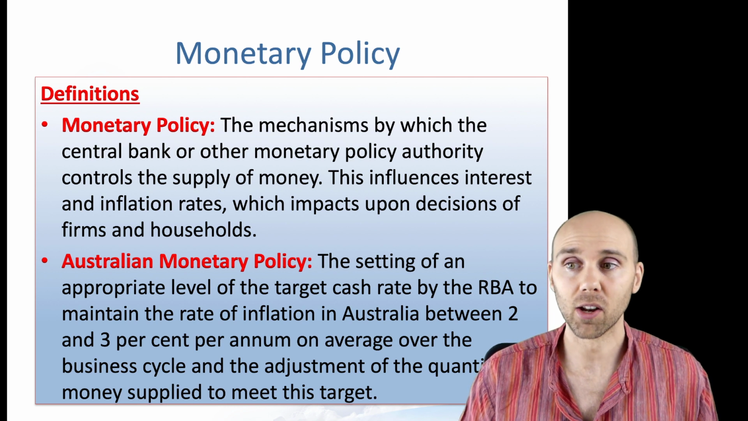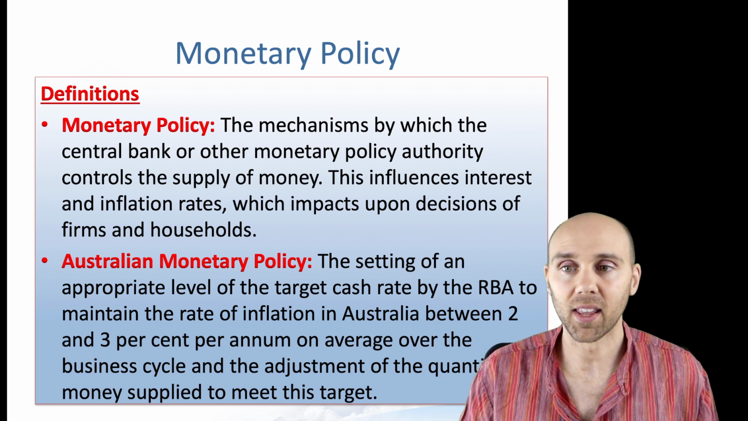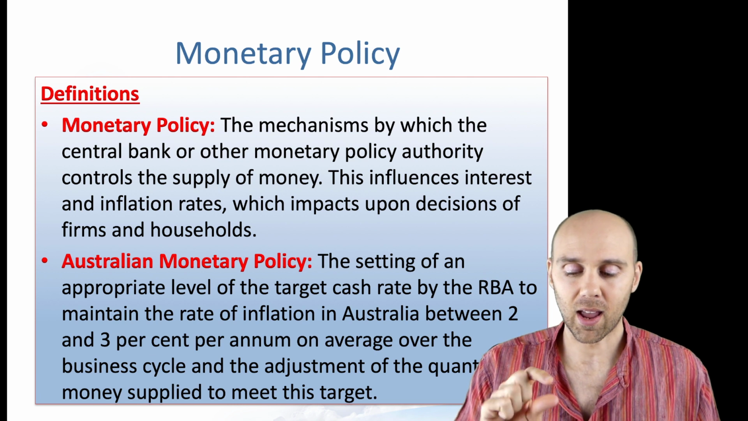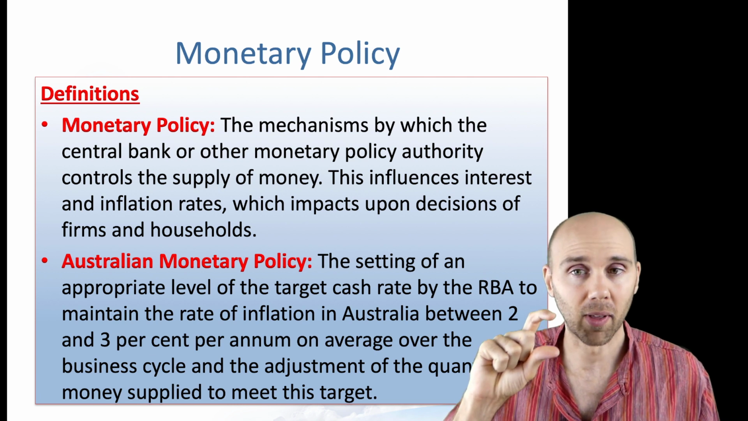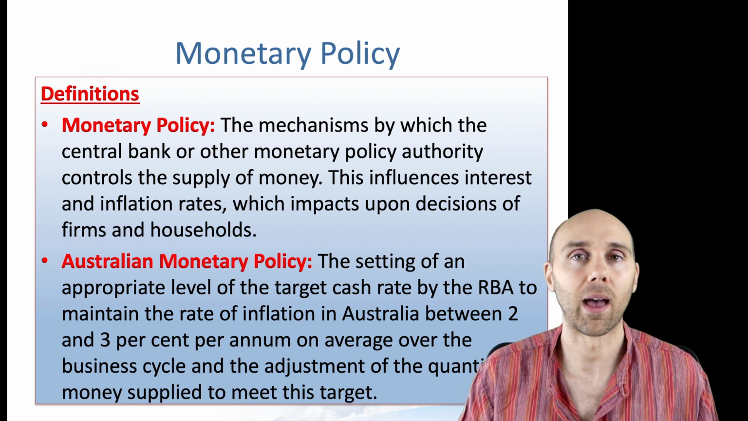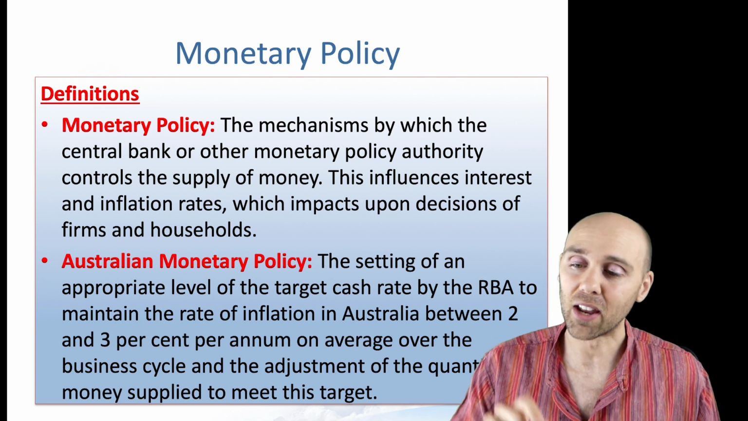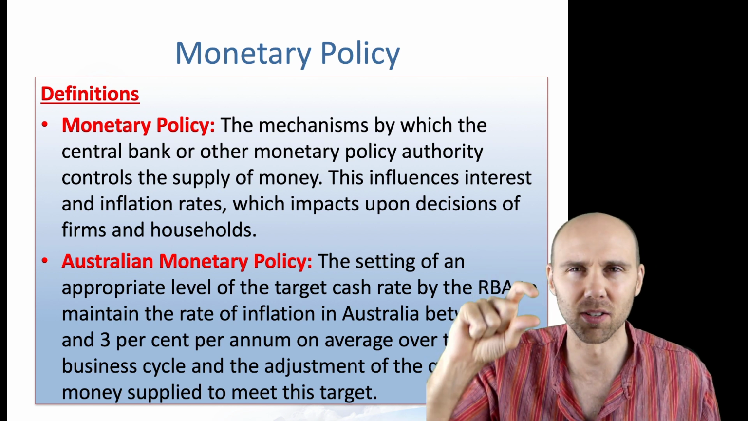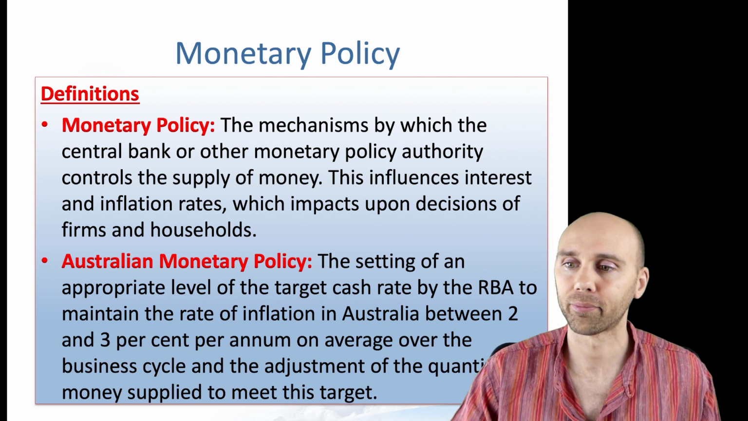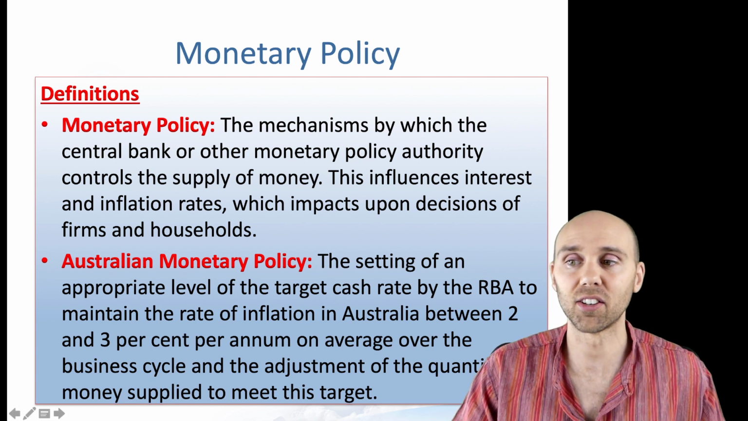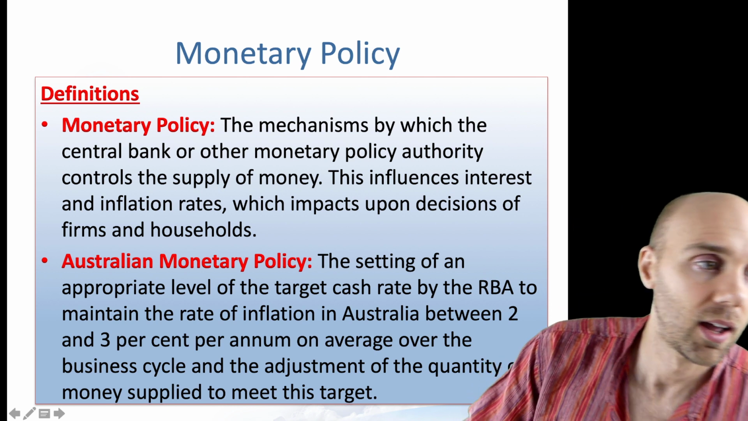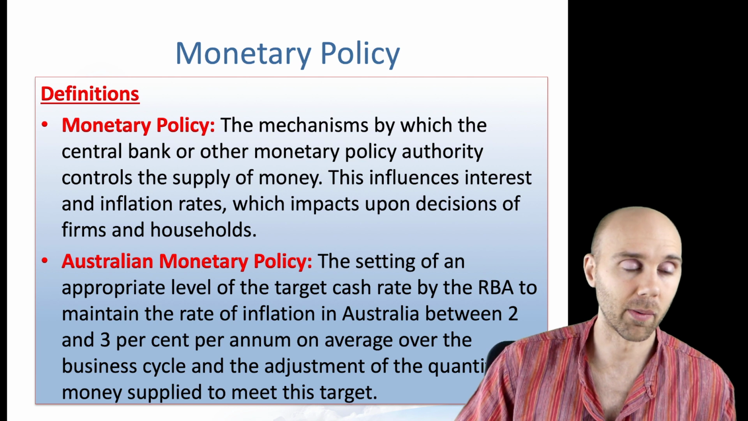In Australia, this monetary policy is really about setting the appropriate level of the target cash rate. And they do this to try to maintain a narrow range for inflation, typically around 2 to 3% on average. So that's the target inflation rate. And to keep the range narrow, like I said, to reduce the fluctuations and reduce that uncertainty, what the RBA does is adjust the quantity of money supplied to try to hit that range.